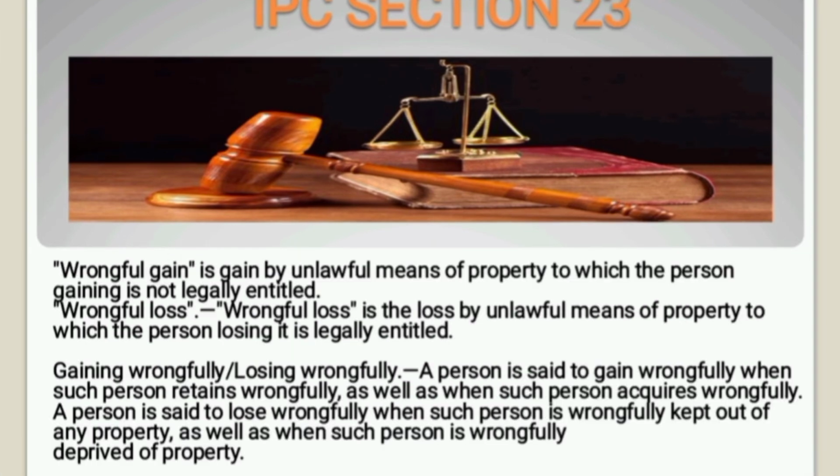Section 23. Wrongful gain. The Indian Penal Code 1860. Wrongful gain is gain by unlawful means of property to which the person gaining is not legally entitled. Wrongful loss. Wrongful loss is the loss by unlawful means of property to which the person losing it is legally entitled. Gaining wrongfully, losing wrongfully.